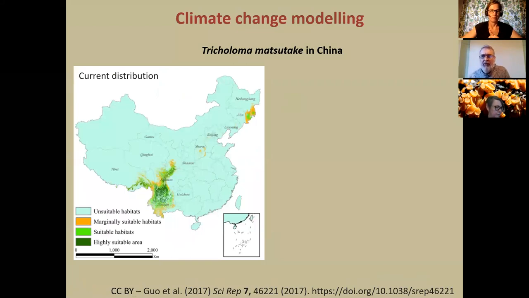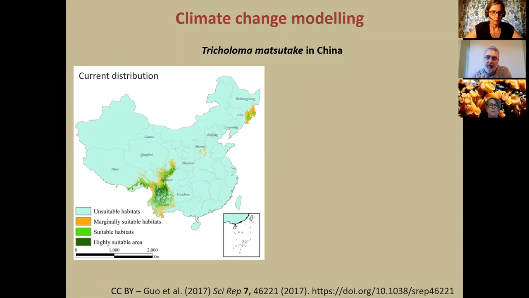Now, in terms of climate change, that was one of the things that we were thinking about in the 1990s to do with Fungimap. The idea that it was a good idea to record where things were in order to start to predict what the effects of climate change were.